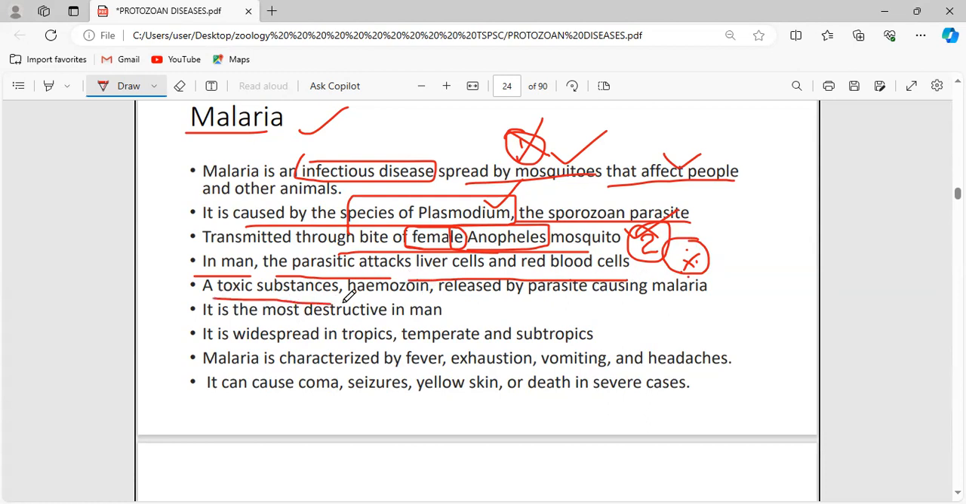Now, a toxic substance, hemozoin, is released by the parasite causing malaria. Here this Plasmodium releases a toxic substance, and that toxic substance is called hemozoin. It is the most destructive in human. This hemozoin is very destructive in man. It is widespread in tropic, temperate, and subtropic regions.